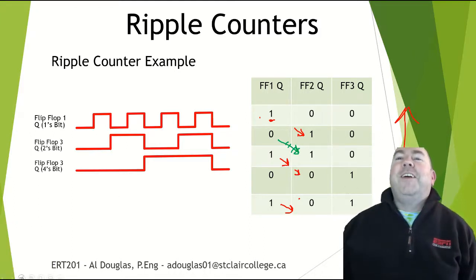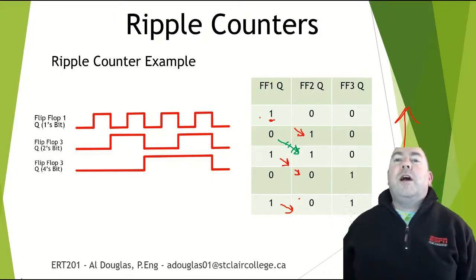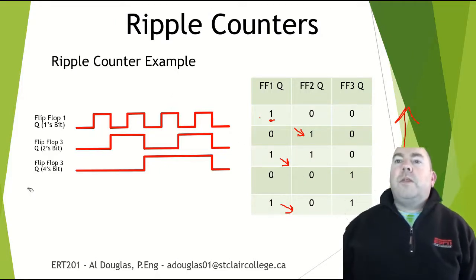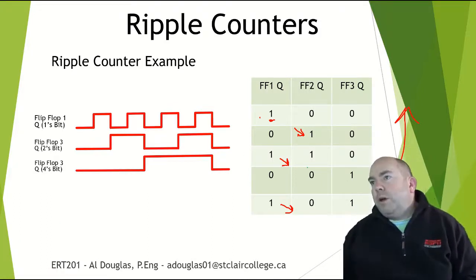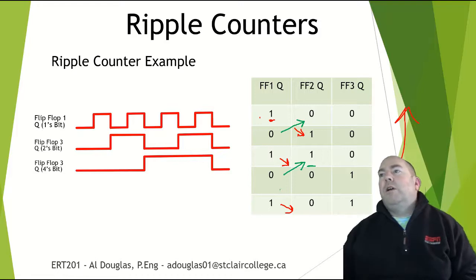Can we do this again here? So we want to say that if the previous bit, so this is our toggle point here, we're looking at the previous bit, if it is a 0, then we change. If it is a 0, then we change. When we count backwards, that's what we're looking for.